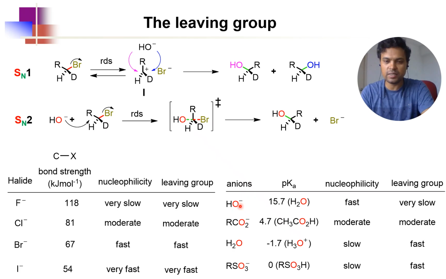You can see here that OH minus, the hydroxyl ion, is a very fast nucleophile. Nucleophilicity is very strong. On the other hand, the sulfonate is very slow. If you look at the pKa, it is very high for OH minus, the hydroxyl group, and this is a very bad leaving group. The sulfonate is a very good leaving group because it is stable after it leaves the molecule.